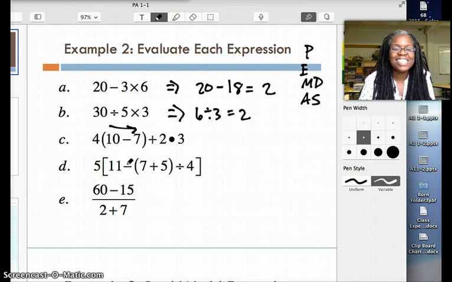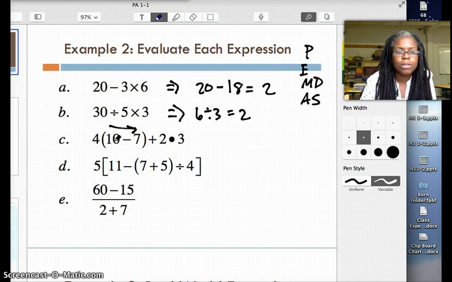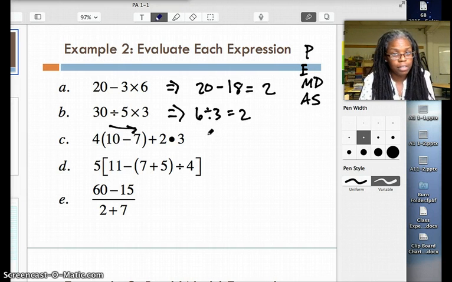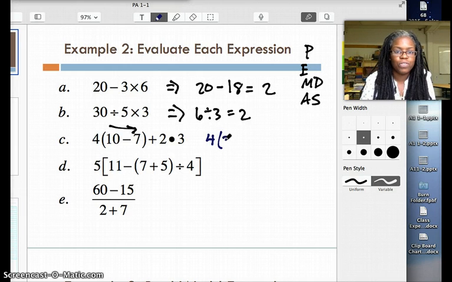Okay. So this next one here does have parentheses. So I need to do what's in here first. I'm going to use a new color so we don't get confused. So 10 minus 7 is 3. So I've got to do what's in the parentheses first. So I've got 3 there plus 2 times 3.